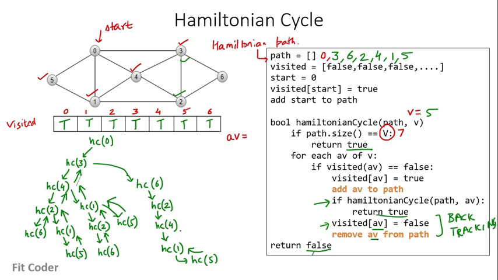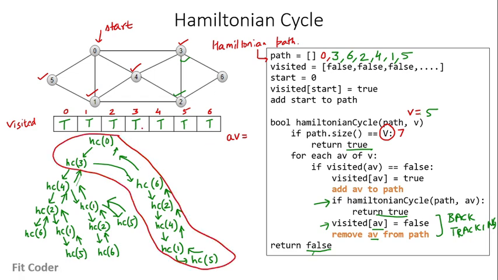So this HC1 will also return true. The call goes to HC4, it will also return true. HC6 will also return true, and the call goes to the calling function HC0. So basically here we have found a Hamiltonian path, which is this. So you can see here it is 0, 3, 6, 2, 4, 1, 5, which is the path array. So this is our Hamiltonian cycle.